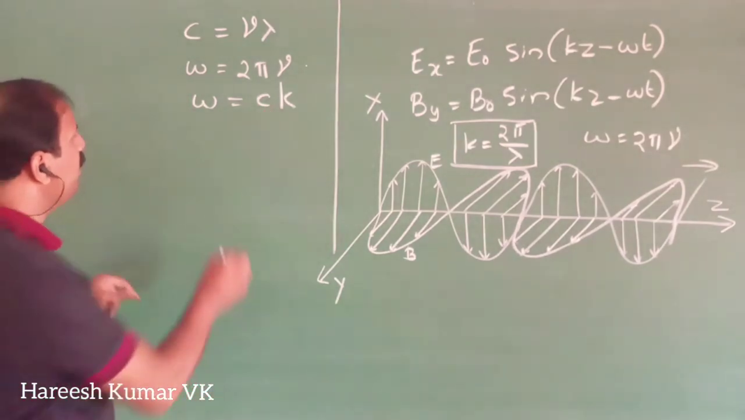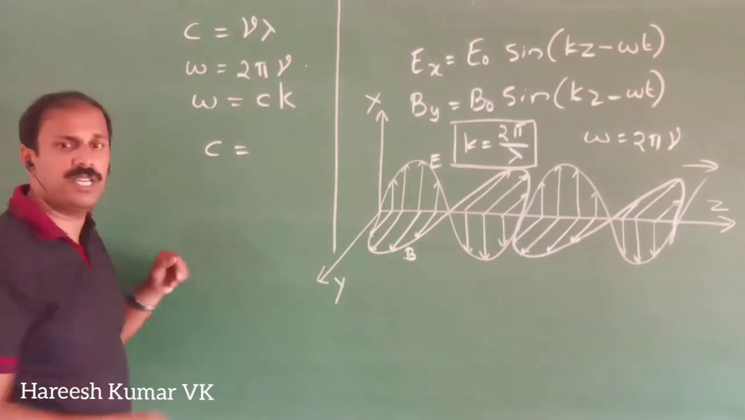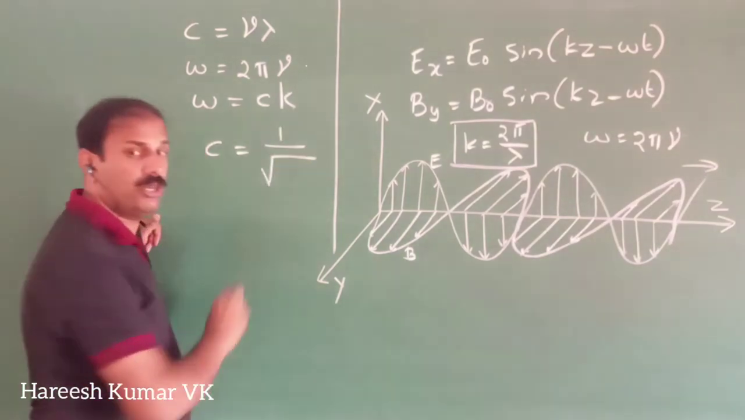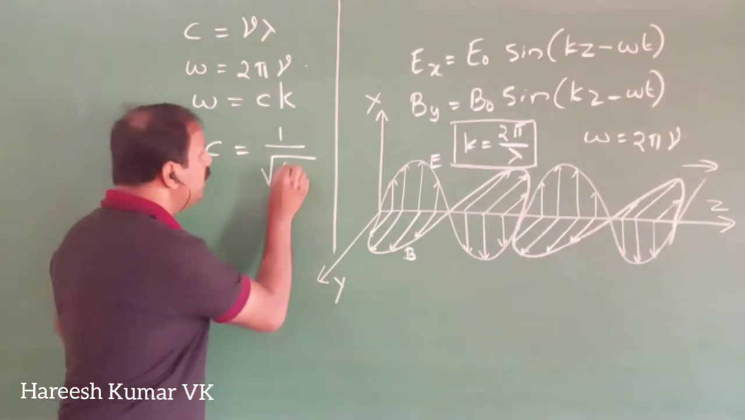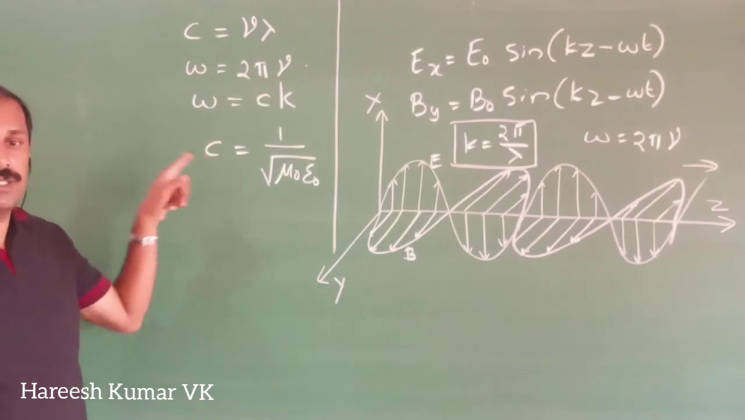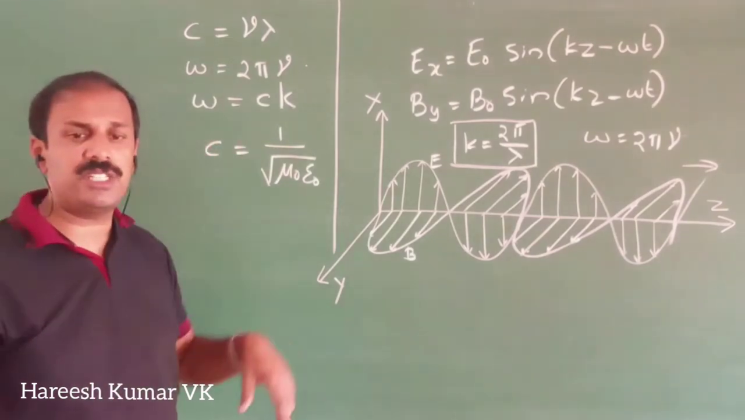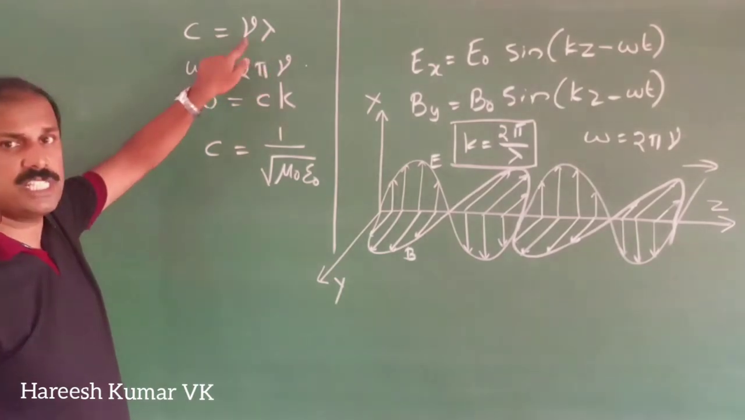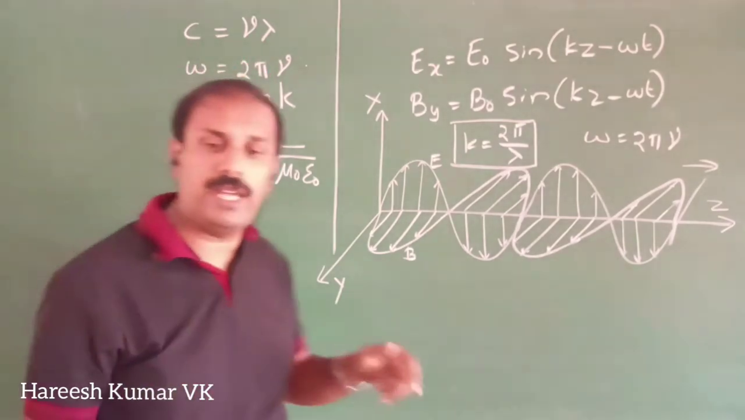And for c, another relation we also studied previously. C is equal to 1 by root of epsilon naught mu naught. That also we did previously in another chapter. Okay, so you should know how all these relations connect to each other. And this c is equal to lambda into nu is applicable when it is moving in vacuum or air.